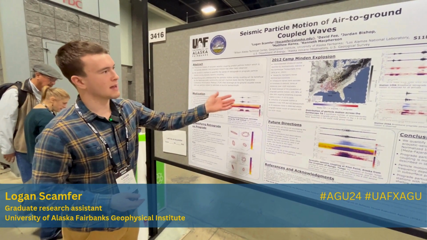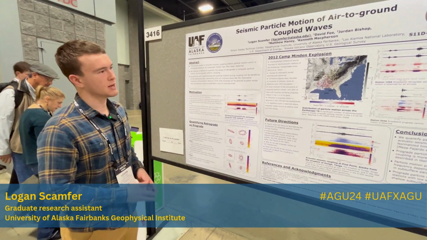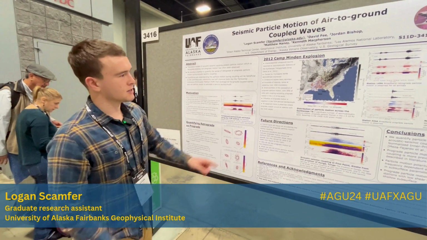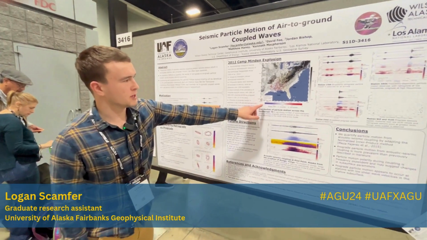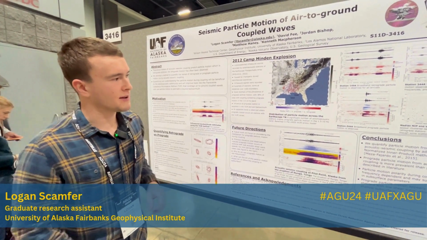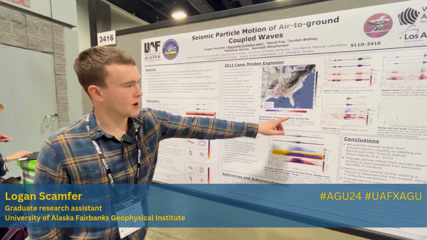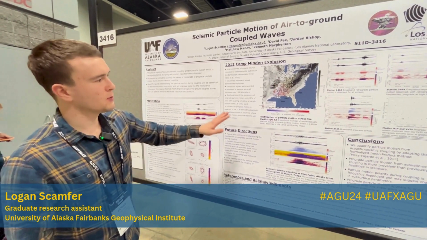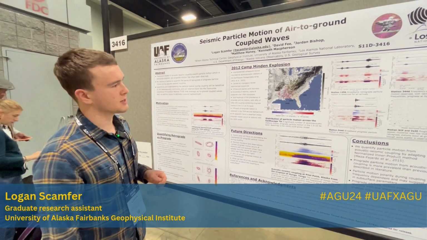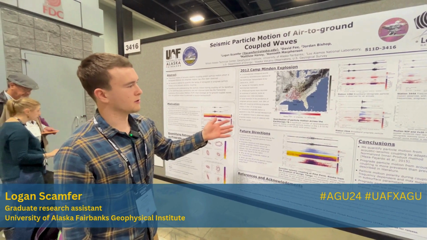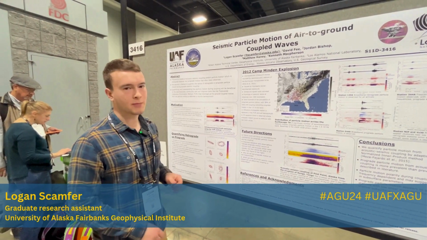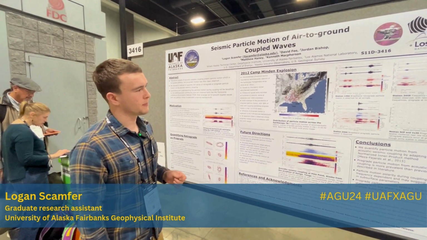We looked at the 2012 Camp Minden explosion as kind of a case study. You can see here on the map where the blue is these prograde stations in the 1.5 to 10 hertz band, and the red is the retrograde stations. We had about 38% of the sites with coupling from this particular event had prograde motion, so it was a great example of the prevalence of prograde motion.